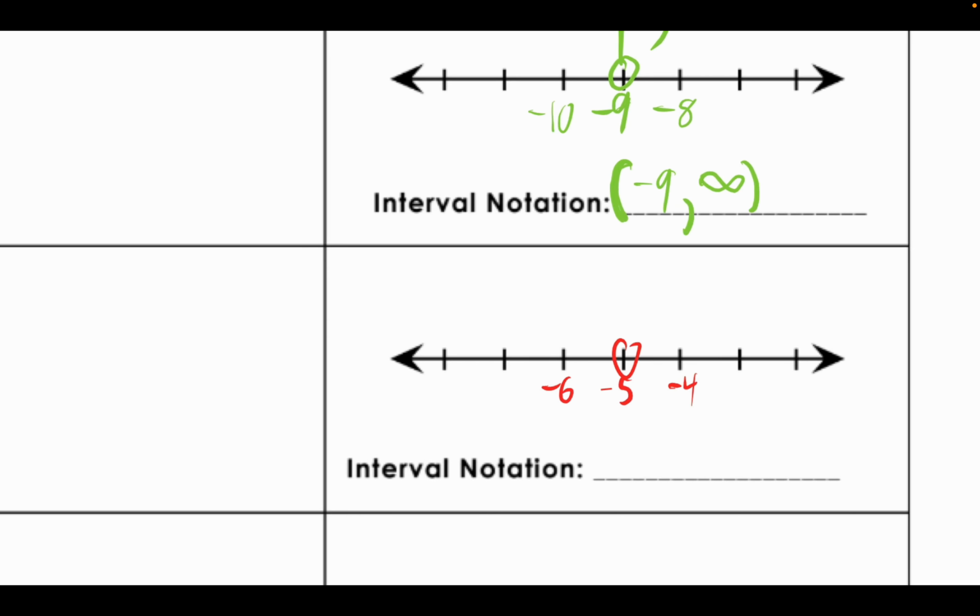It's an open circle going to the left, and the interval notation would be negative infinity, which is how far left it goes, forever left, forever negative, comma, negative 5, and then both are parentheses here.